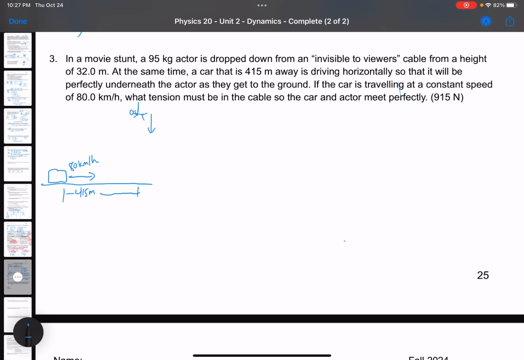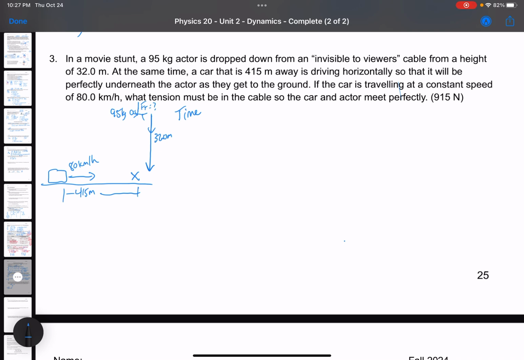So if we think about how these two relate to each other, and we've done a few questions like this along the way, the relationship between these two is the time. Whatever time it takes for the car to get to this spot has to be the same as the time that it takes the actor to get there. So let's see what we can figure out. We don't really have a whole lot about the actor. We know that they're 95 kilograms and they need to drop 32 meters. We know that there needs to be some sort of tension in this cable. So we're going to start down on the horizontal of the vehicle and see if we can figure out the time from that.